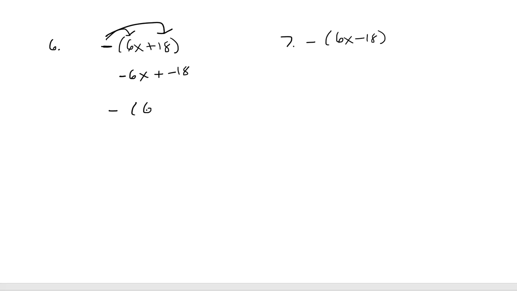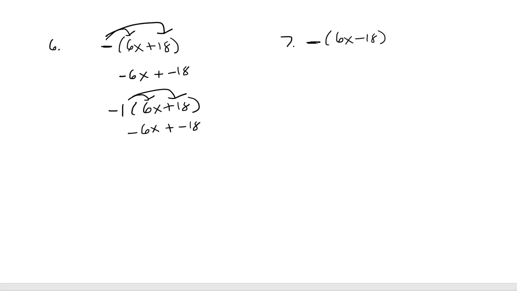If you want to think about it as being a negative 1, sometimes that's helpful. So if you have a negative right next to a parenthesis, think about it being a negative 1. So then if you were to distribute a negative 1 to both of these, you would get a negative 6x plus a negative 18.